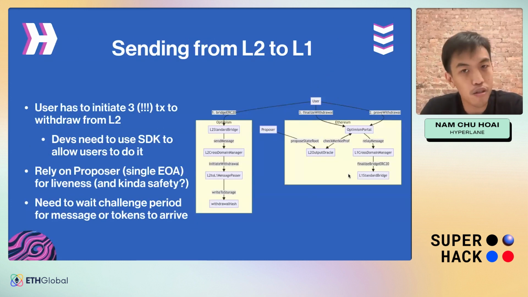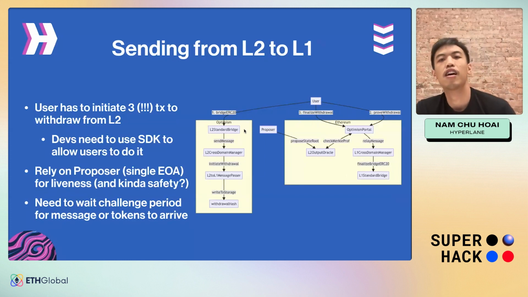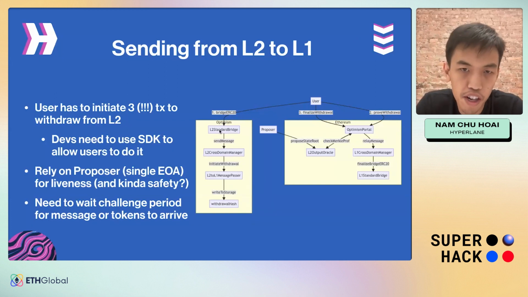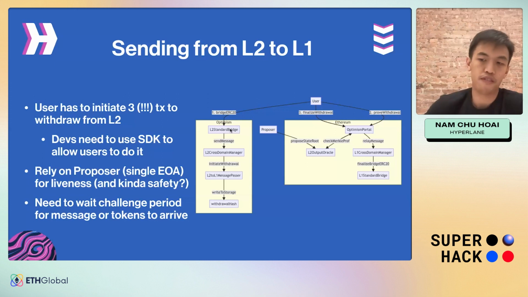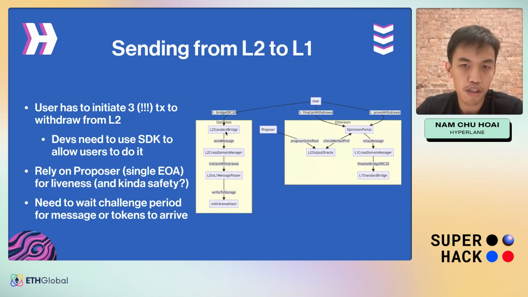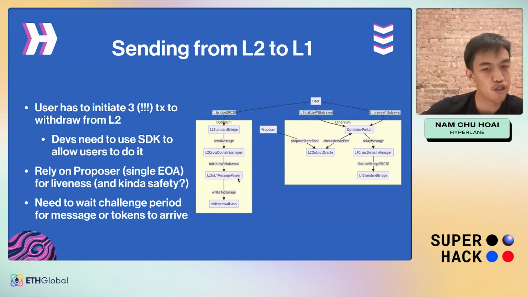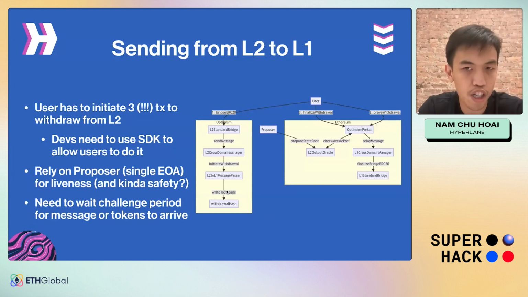However, sending from L2 back to L1 looks a lot more complicated, right? Today, what you have to do as a user is call the L2 standard bridge contract's bridgeERC20 function. With the synthetic USDC that you have, that will burn the USDC on L2. It will send a message to the cross-domain messenger, which itself will call initiateWithdrawal on the L2ToL1MessagePasser. And that writes this particular message to storage on Optimism, on L2.